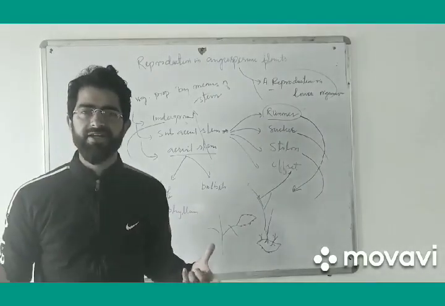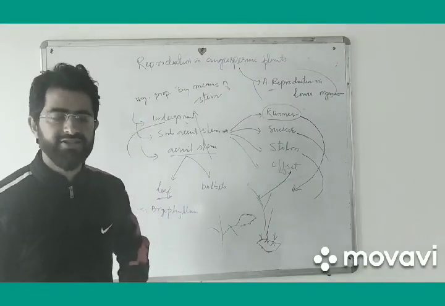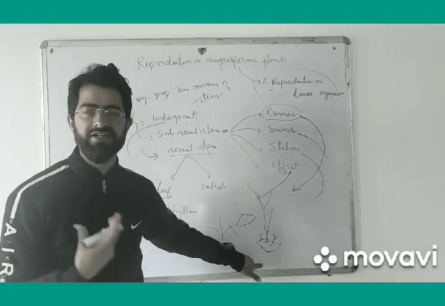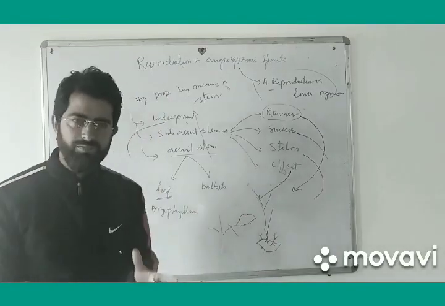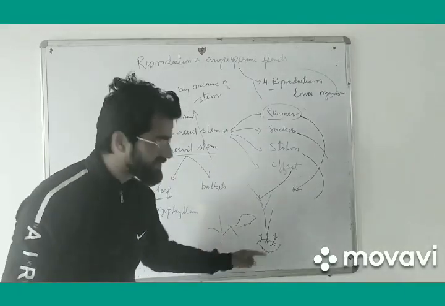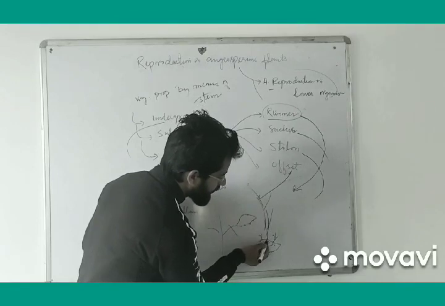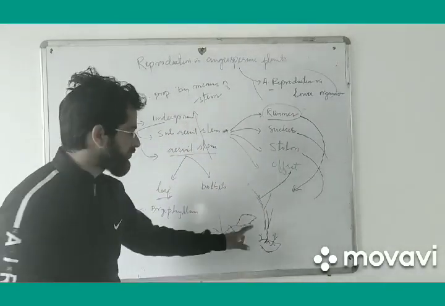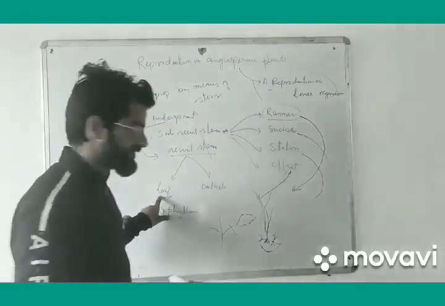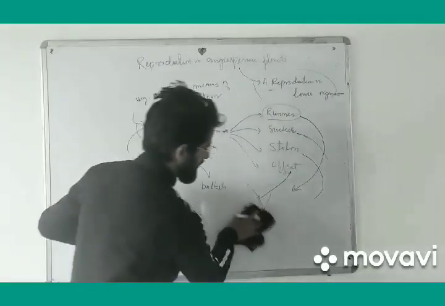Normally, what is the function of a leaf? A leaf synthesizes food for the plant, that is by means of photosynthesis. But sometimes it performs some additional function. What is that? It develops some vegetative buds on its margins. After falling from the plant, these buds germinate and result in the formation of new plants and develop adventitious roots on the lower side. We call this method vegetative propagation by leaves. And it is reported in Bryophyllum.